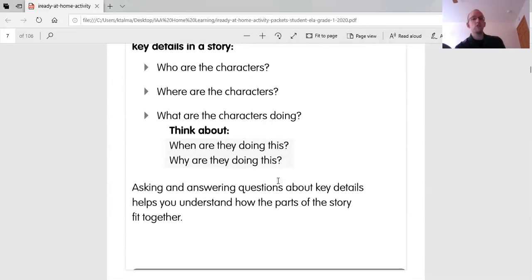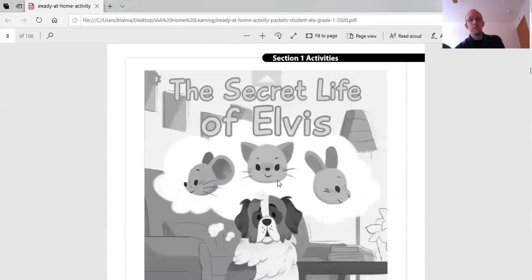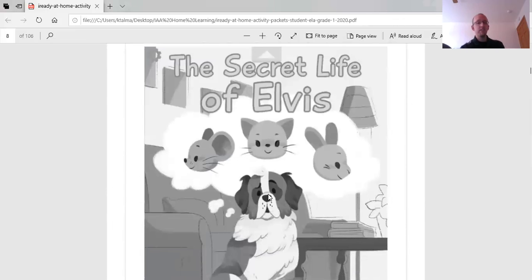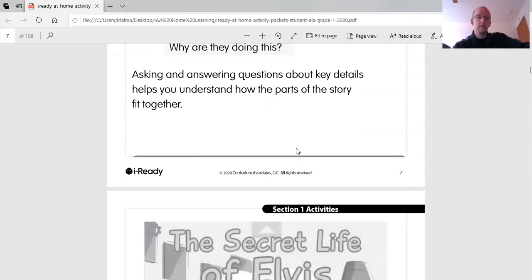Now, what are the characters doing? This one's going to be harder to do just by looking at the cover. Well, the dog looks a little confused, and this looks like a thought bubble, so I think the dog might be thinking about something. Maybe he saw a mouse in the house. Maybe his owner's got another pet. We don't know yet just by looking at the cover, but you should always be asking yourselves these questions.